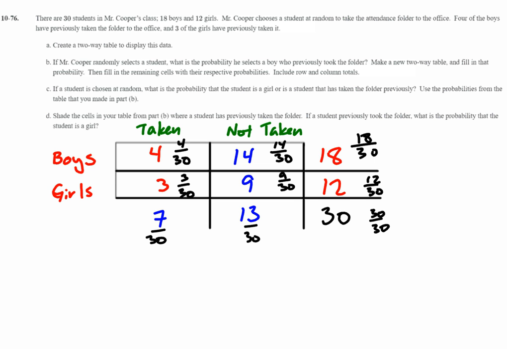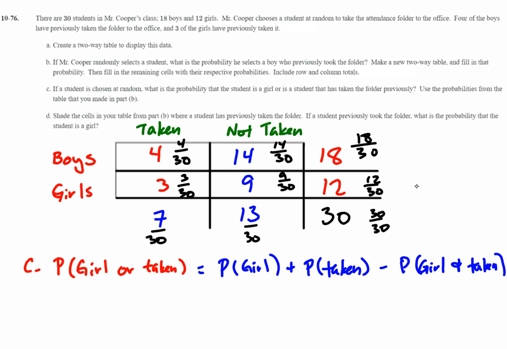So as you can see, just divided by 30 finds the probability of each cell. And in part B, it says, what's the probability he selects a boy who previously took the folder? So since it's a given boy, we have a 4 out of 30 chance of getting that.